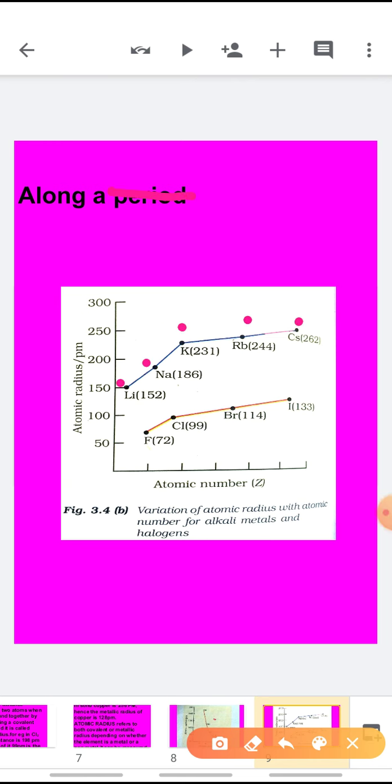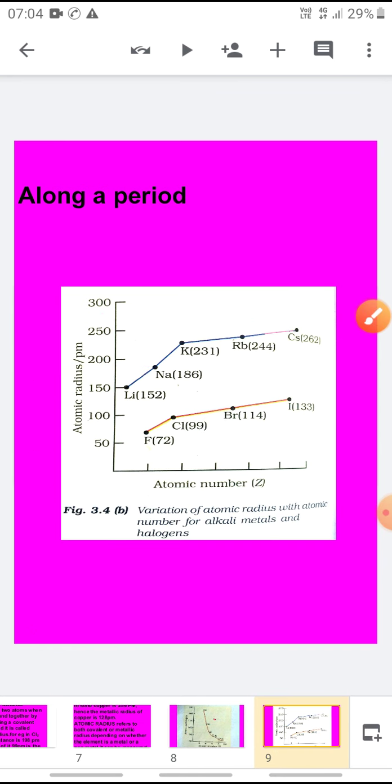It's not a period, sorry, it's a group. That means lithium, sodium, potassium, rubidium and cesium. We are moving from top to bottom in a group. Now see how in a group atomic radii varies.